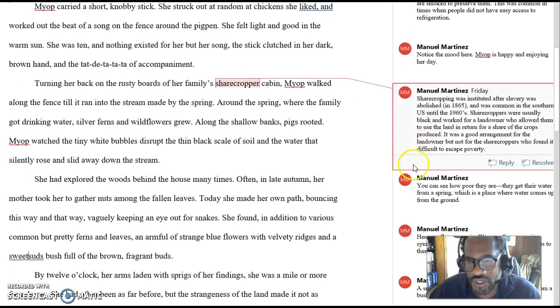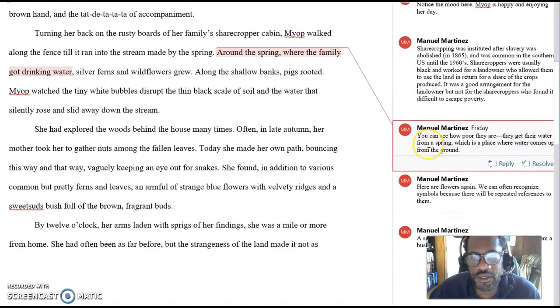So we've got the sharecropping, and then down here, again, more about the time and place. The spring where the family got drinking water, right? A spring is a place where water bubbles up out of the ground. You go out in the mountains and places like that. Water comes up out of the ground, and that's where they get their water. They don't have water piped in. Again, it gives you a sense of the fact that they're going to be relatively poor.